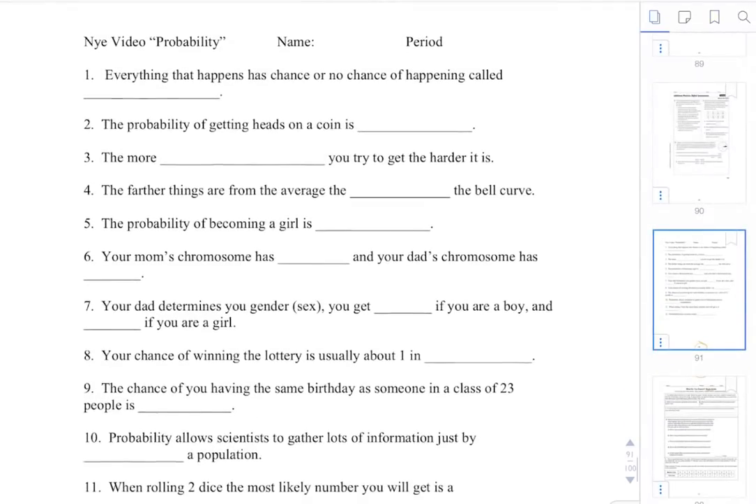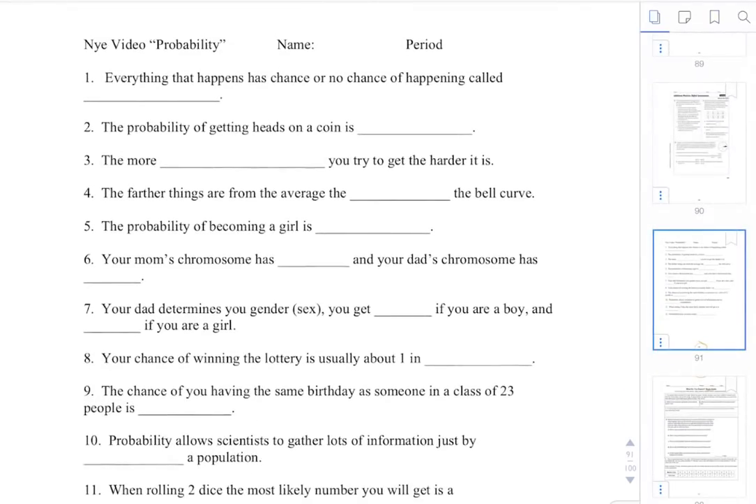Okay, good. Follow along, pause and play as you go. Don't give the sub a hard time.